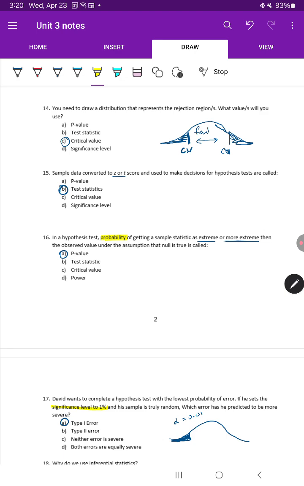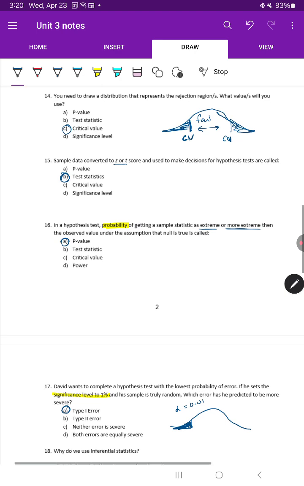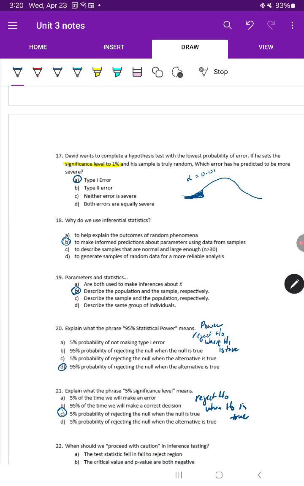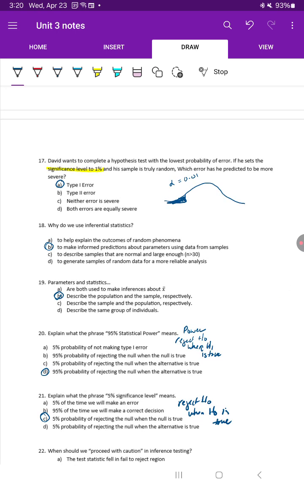So probability means that it is my p-value. David wants to complete a hypothesis test with the lowest possible probability of error. If he sets the significance level to 0.01 and his sample is truly random, what has he predicted to be more severe? So he's made this area very, very small. You notice that when we do it, our default is 0.05. The biggest we want to get is maybe 0.10. You won't see a lot higher than 0.10, especially in the stuff that we're doing.